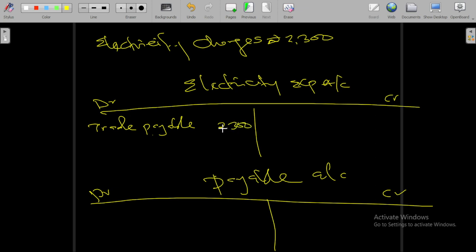2,300. Then what we consumed is electricity, which is 2,300. So this is a typical basic accounting entry, that every credit entry must have a debit entry. So this is what I mean. Thank you.